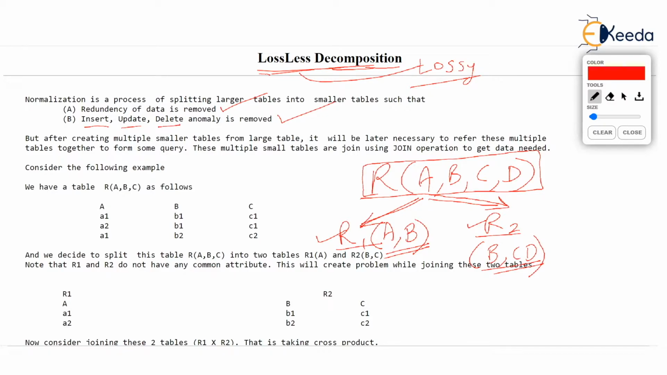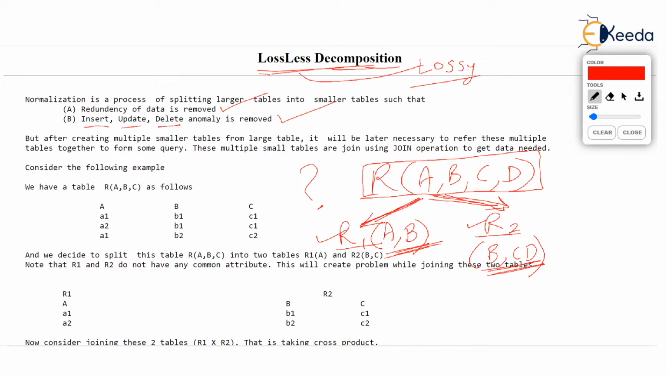But then the big question is: given a table R having A, B, C, D attributes, how should we divide this? Can we just put any of the attributes in the first table and any other attributes in the other table? What is the decision making here, so that we can decide that R1 is going to have attributes A, B, and R2 is going to have attributes B, C, D? That is exactly what will be discussed in this particular video.